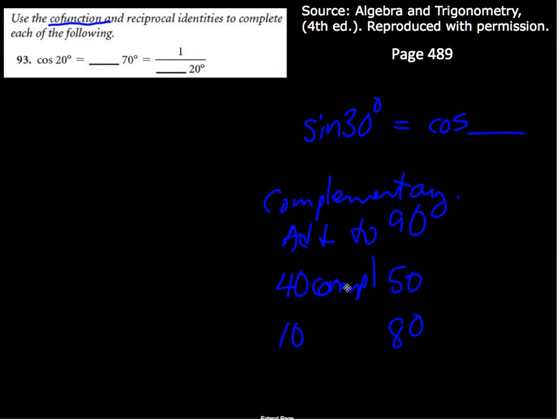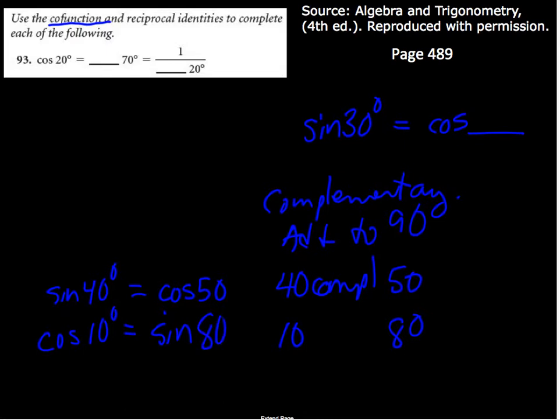And so in trigonometry, say, for example, the sine of 40 degrees, and you can try this on your calculator, should be the same as the cosine of its complement, or 50. Or you could say the cosine of 10 degrees has to be equal to the sine of 10 degrees' complement, or whatever angle adds up to 90. So this one would have to be 80.